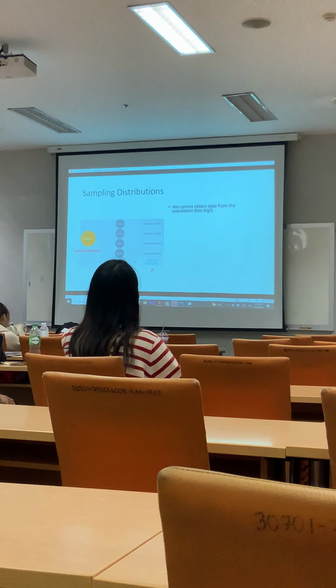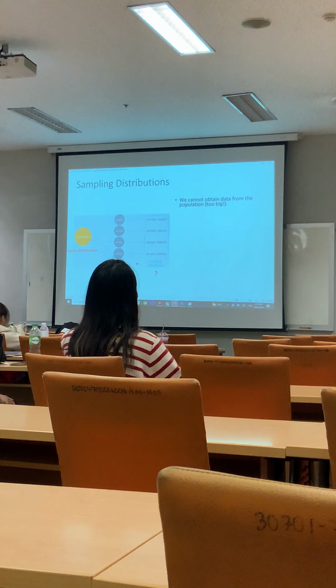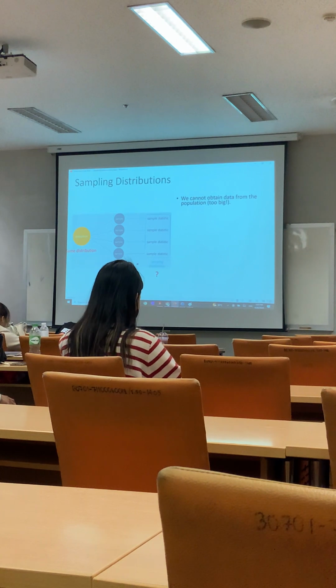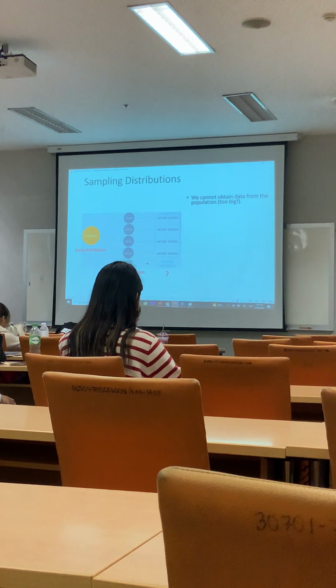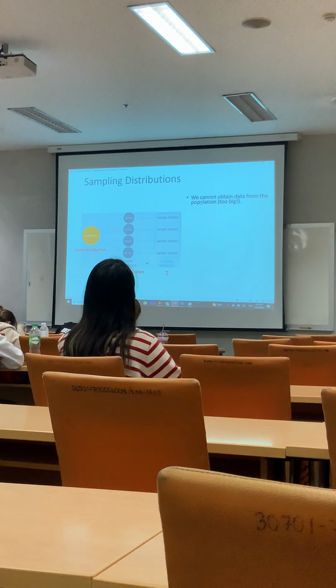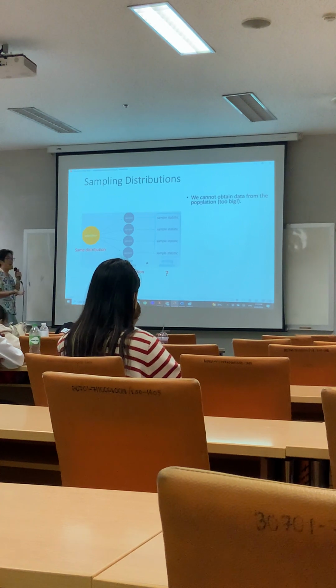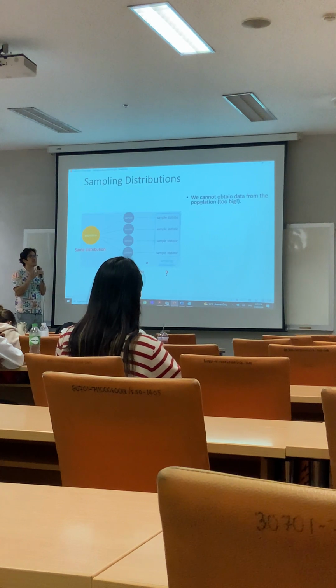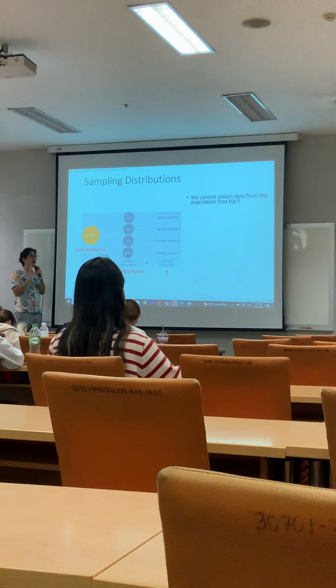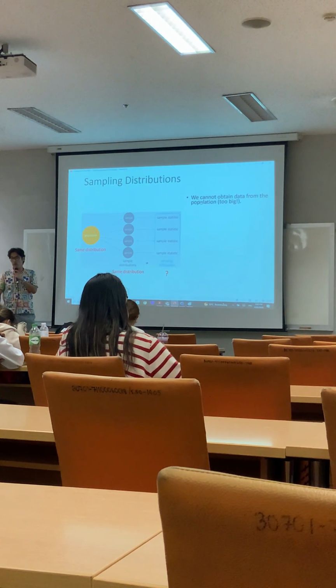Right? Okay, let me try to explain this. So the idea is that we have a population, right? But we cannot obtain the data from the population because it's too big, right? Think of the population of Thailand, let's say like 70 million people now. So we cannot collect data from all of them, right?